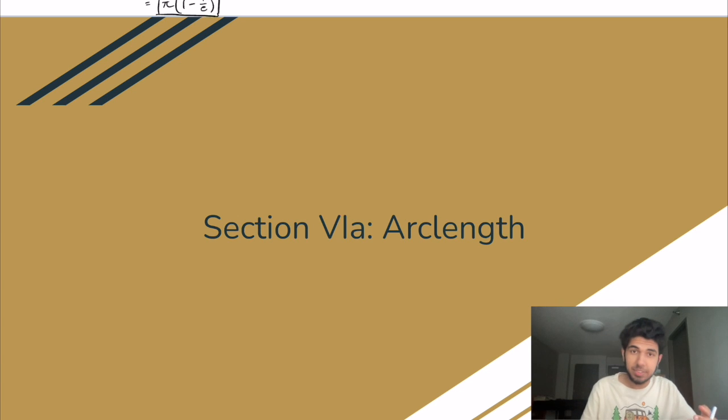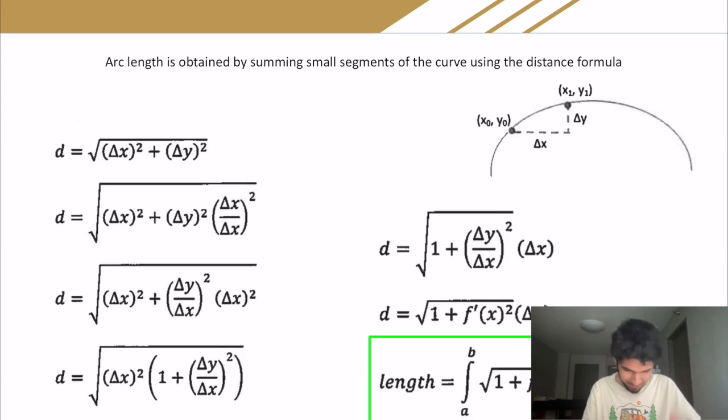Okay, hi, so in this video we're going to be discussing arc length. This is going to be a very quick unit, and it's going to be very easy as well, so this should be exciting. Let's get into it. Arc length is obtained by summing small segments of a curve using the distance formula. We're trying to find the length of an arc, and we're just going to use the distance formula.